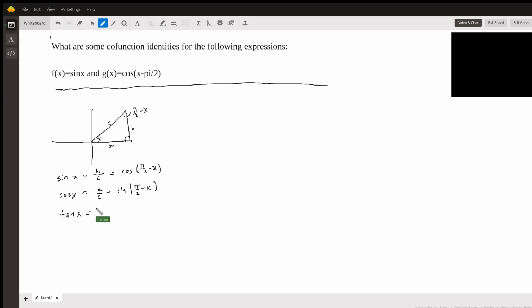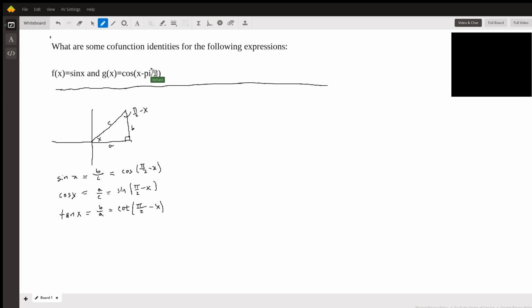The tangent of x is b over a, opposite over adjacent, and this is going to be equal to the cotangent of pi over 2 minus x. Because you can see the cotangent here would be b over a as well. So this gets you into the reciprocal functions, and then you can do similar things with the reciprocals if you want to.